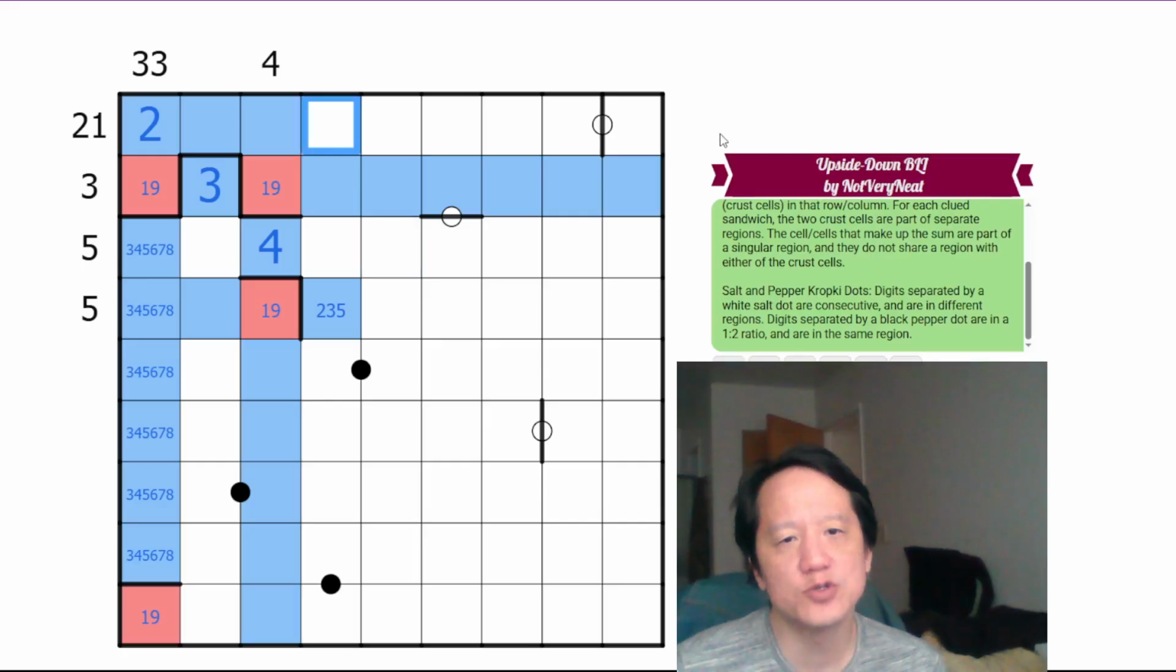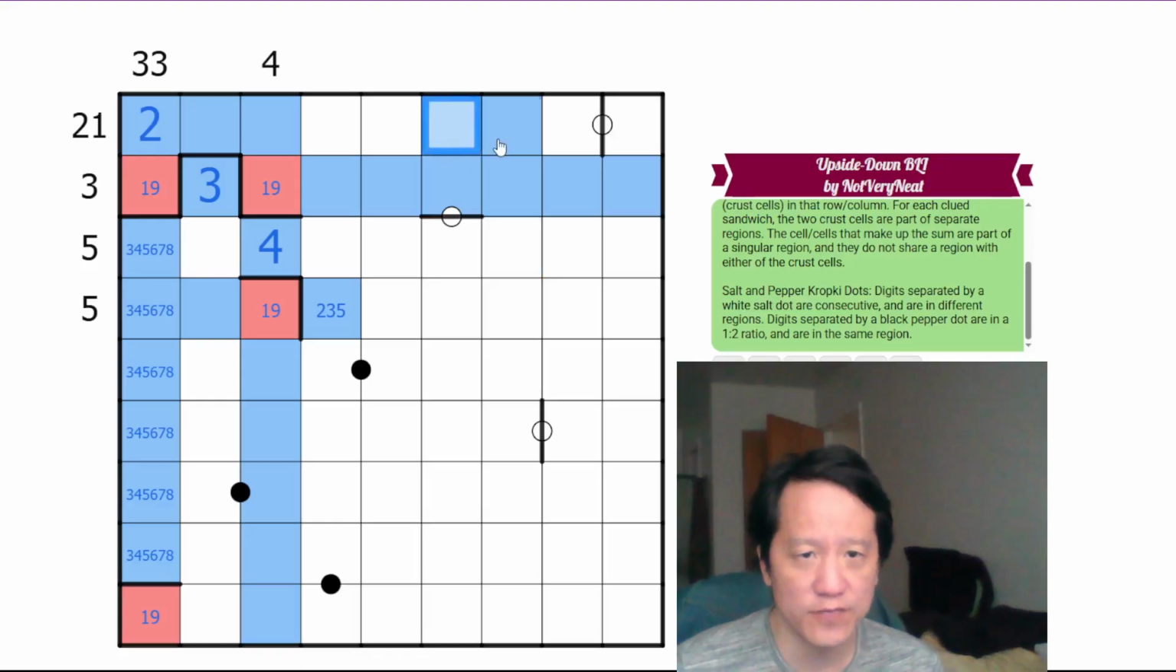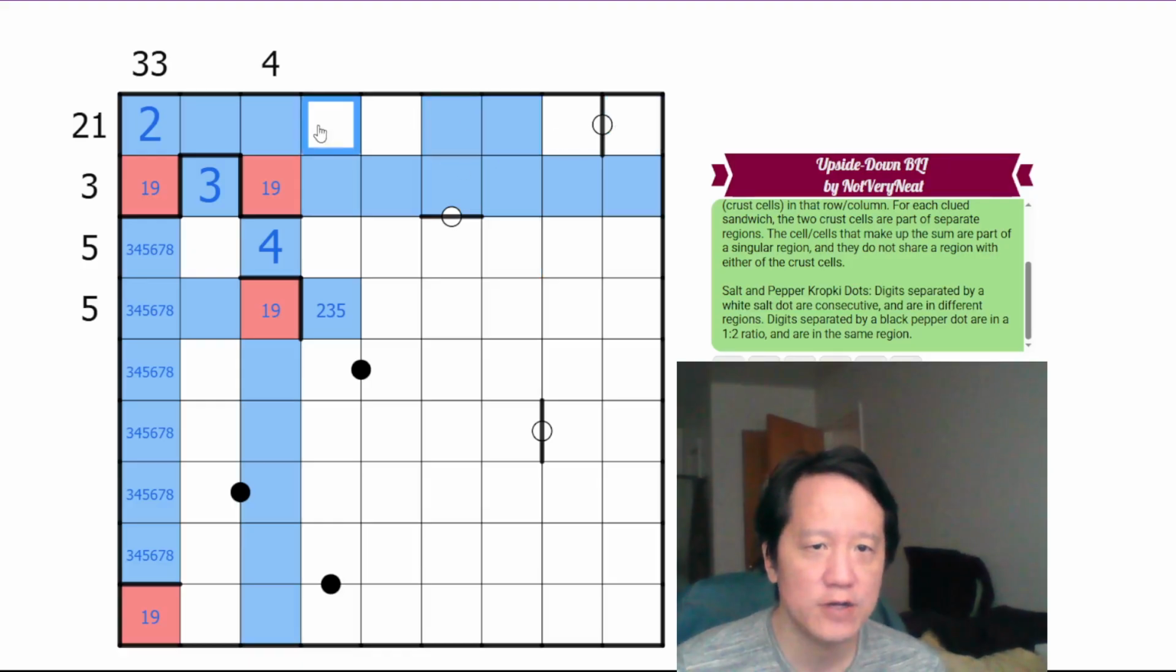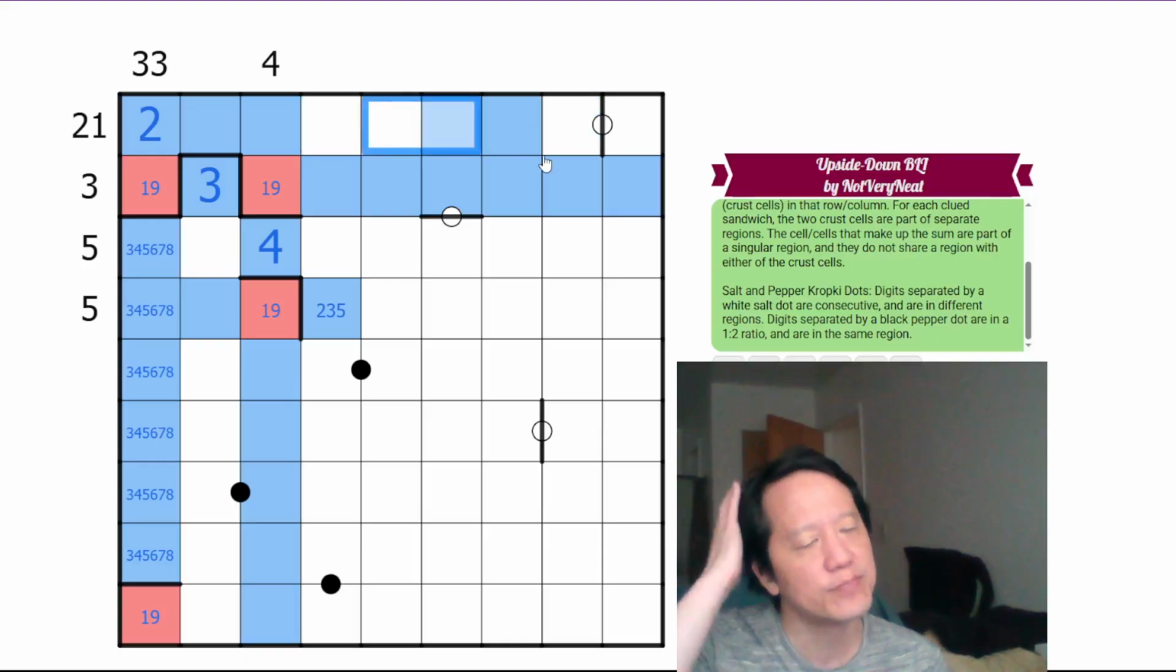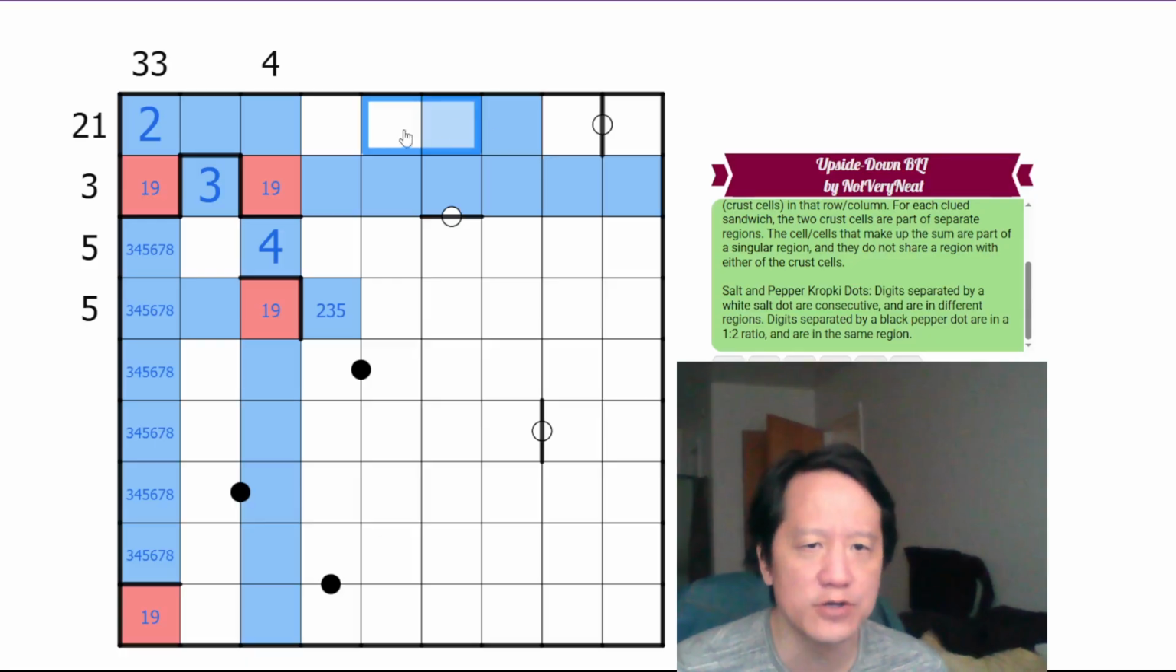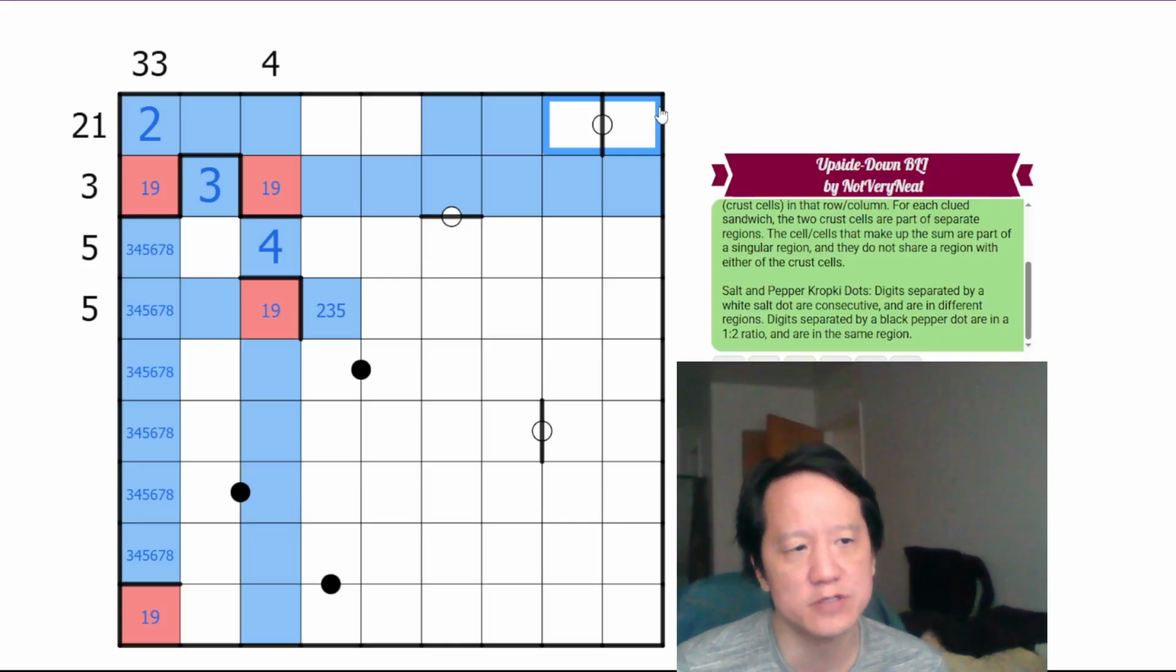So to add up to 21, you could have 3 digits in between. So we know these two aren't crusts, because if there's a crust here, that would only have 2 cells in between at most, when we need at least 3. And then you could have crust here, or crust here, or crust here, crust here. Either way, one of these is going to be a crust, definitely.